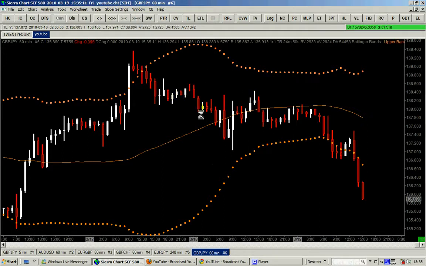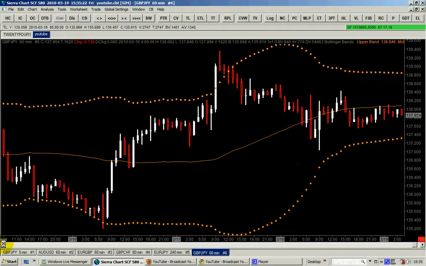Even the professionals will tell you that. So the Bollinger Band, how do we use it? This is the hourly Bollinger Band of the GBP JPY, a very volatile currency pair. That's why I chose it for this Bollinger. I'm talking about volatility here.